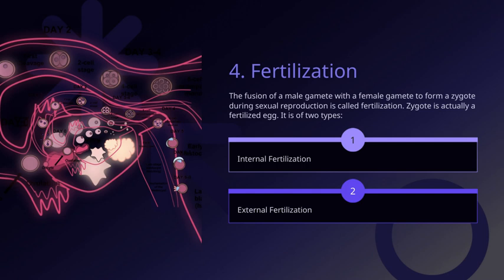Understanding these types helps us see how different species have adapted their reproductive strategies to ensure the survival of their offspring. This process is a fundamental part of sexual reproduction and ties directly into the overall theme of how organisms reproduce and pass on genetic information.